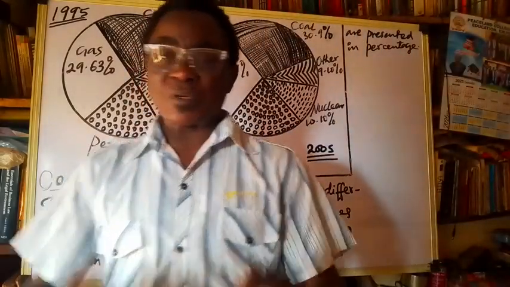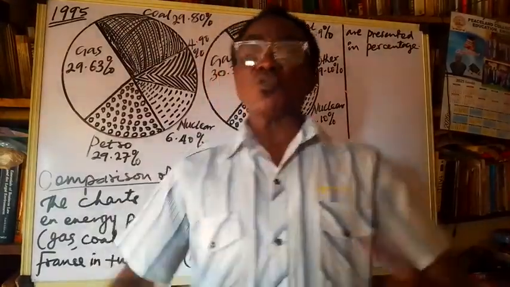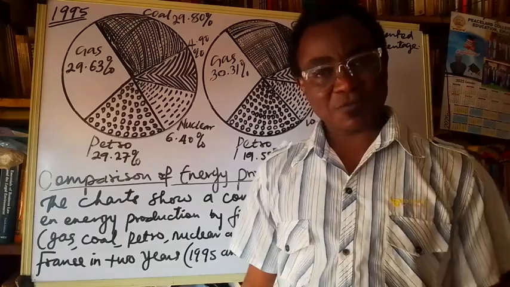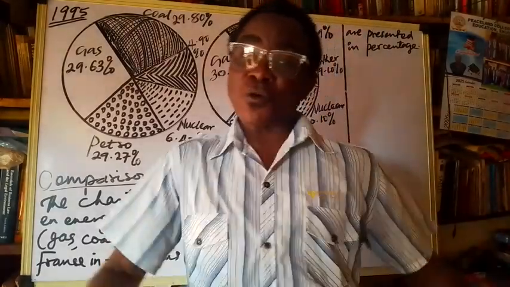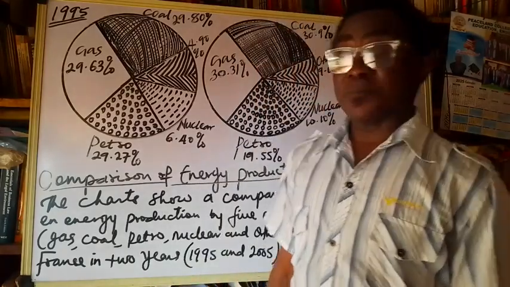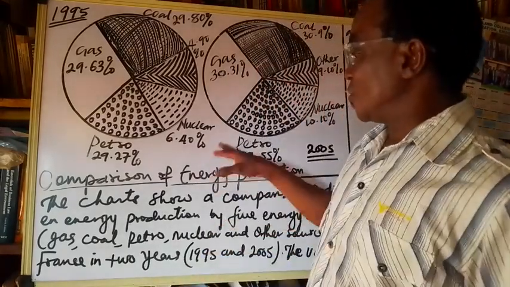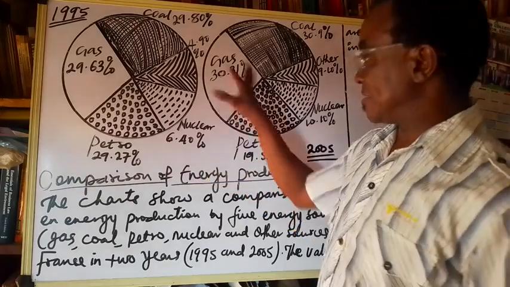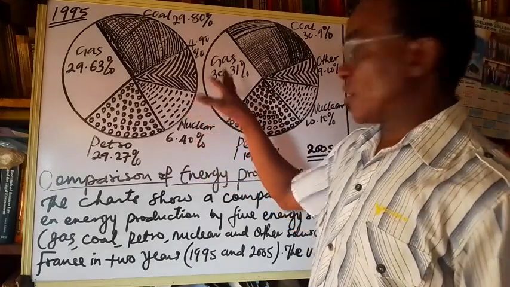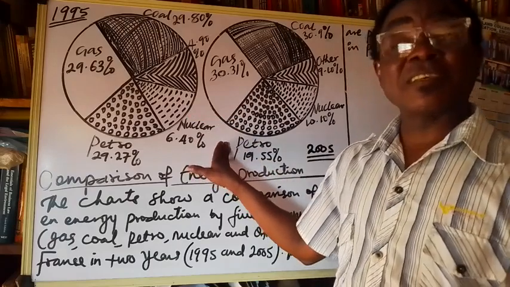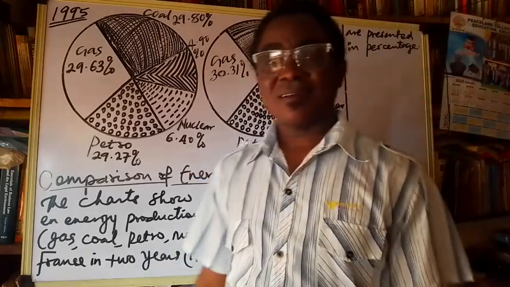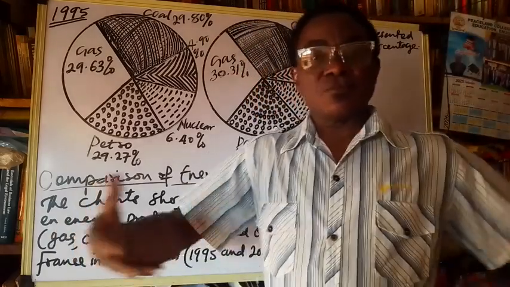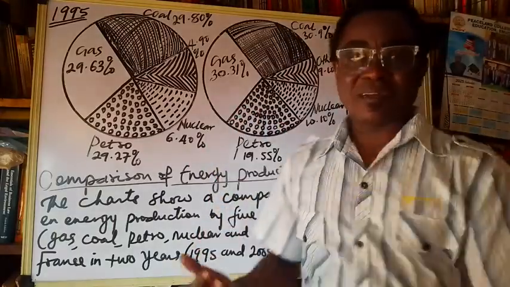Now, having written the introduction, you should move to the next paragraph. That next paragraph is called the overview or the overall. It is a paragraph where you state what you can see in the statistical model at a glance. In other words, what have you discovered?